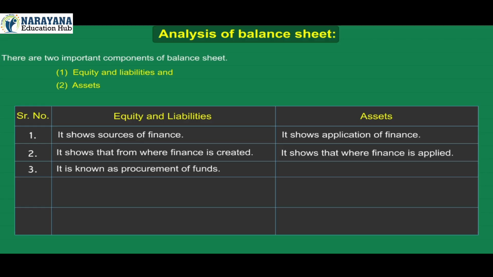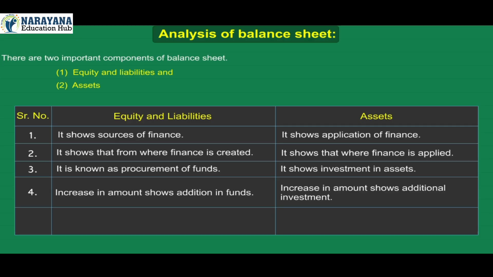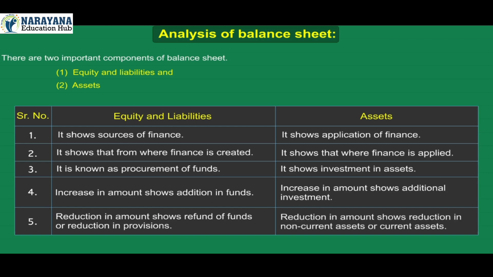3. Equity and liabilities are known as procurement of funds, while assets show investment. 4. Increase in amount shows addition in funds, or additional investment. 5. Reduction in amount shows refund of funds or reduction in provisions, or reduction in non-current assets or current assets.